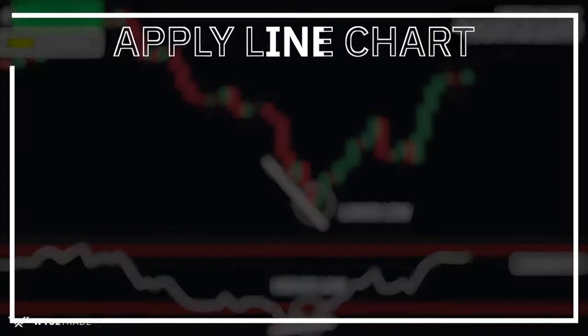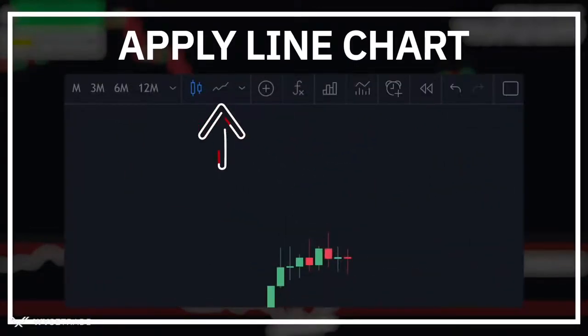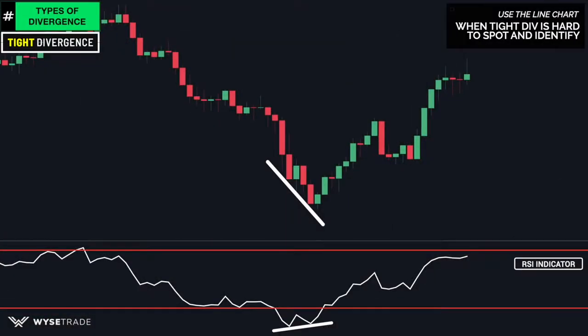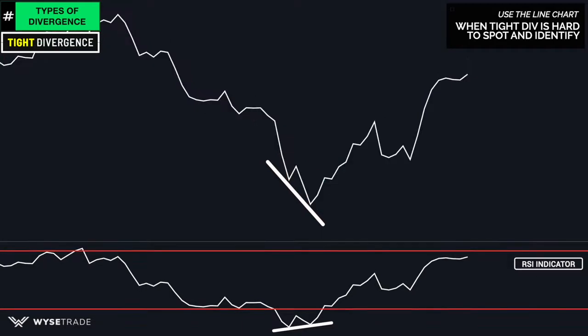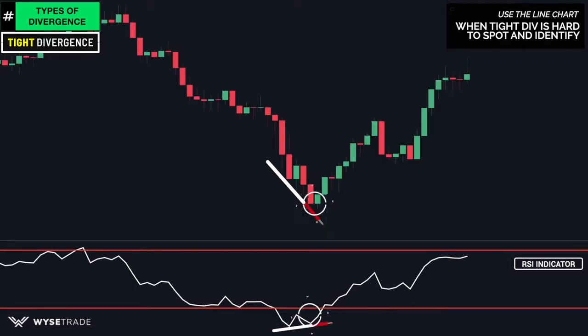So here's an easy trick. At the top of your charts, if you click this button right here, it will turn your chart into a line chart. So let's do exactly that. Let's turn this exact chart into a line chart. Now, notice how you can clearly see price making the lower low and the RSI making a higher low, showing a clear tight divergence. And then once you identify this on the line chart, jump back to candlesticks. So here's another example.